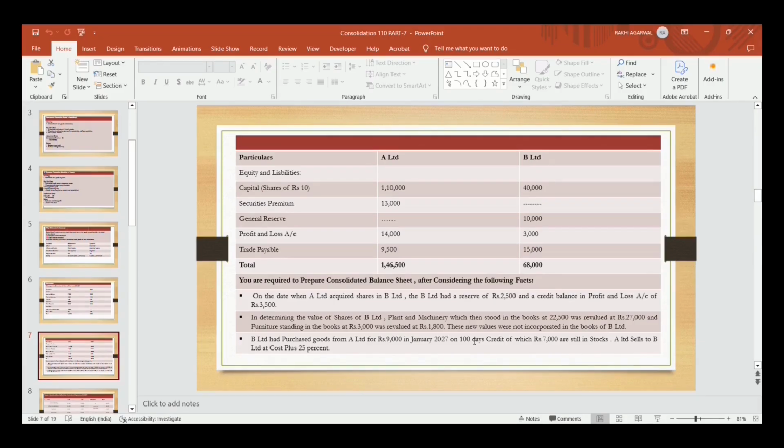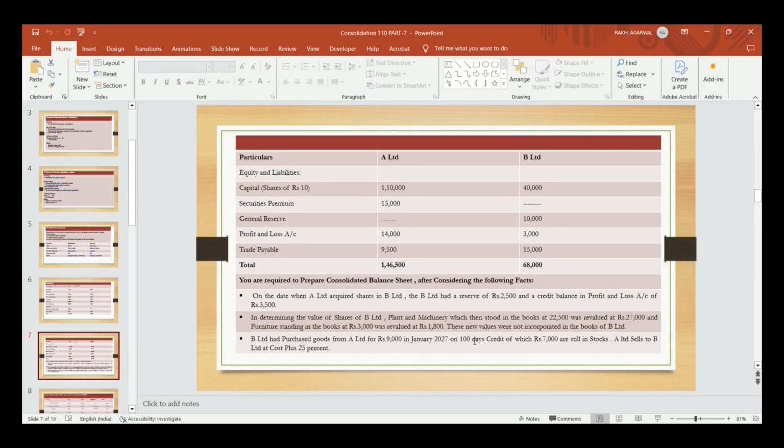Now you are required to prepare the consolidated balance sheet after considering the following facts. On the date when A Limited acquires shares in B Limited, B Limited has a reserve of 2,500 and a credit balance in profit and loss account of rupees 3,500. In determining the values of shares of B Limited, plant and machinery, which then stood in the books at 22,500, was revalued at rupees 27,000, and furniture standing in the books at rupees 3,000 was revalued at rupees 1,800. These new values were not incorporated in the books of B Limited.